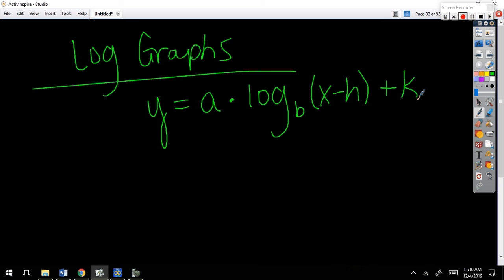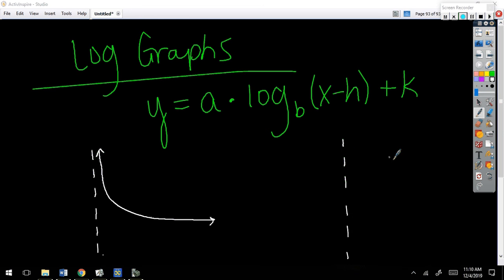Remember I told you this was the inverse of an exponential? So it's like an exponential on its side. So instead of a horizontal asymptote, it's going to be vertical, but it's literally going to look just like the growth and decay, just on its side.